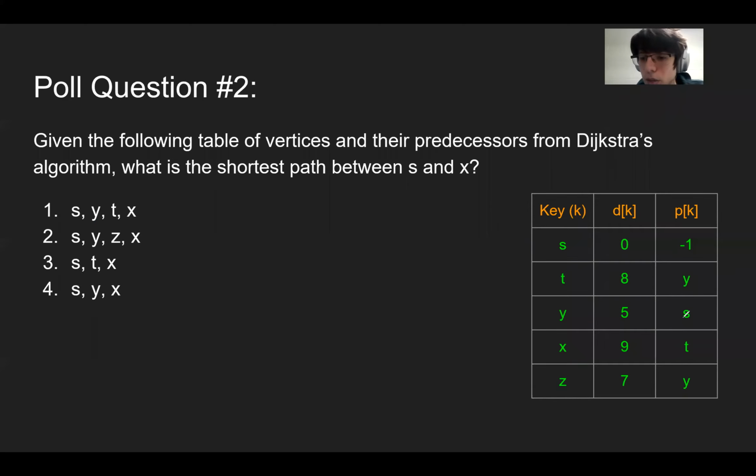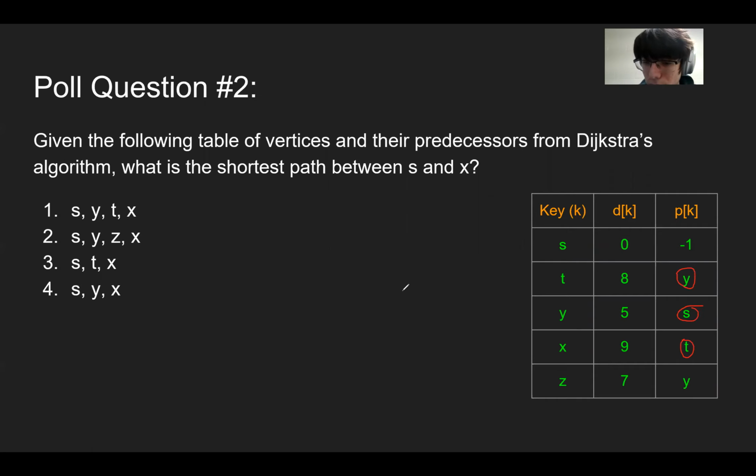Okay. So why don't we start at X? Let's work backwards. Remember, it was single source, so we know all of these are the shortest path from S. So we start at X. What was its predecessor? T. What was T's predecessor? Y. What was Y's predecessor? S.